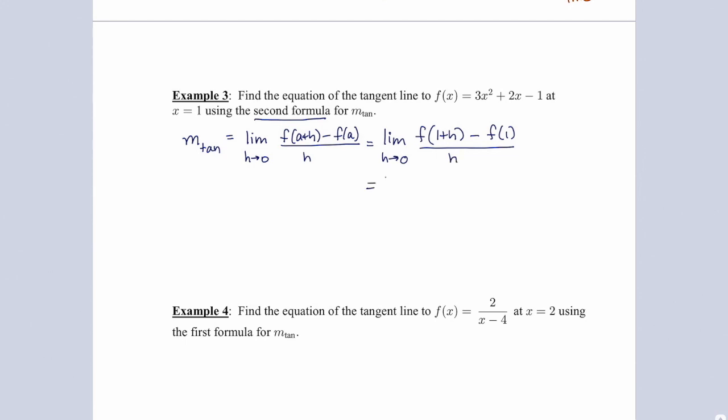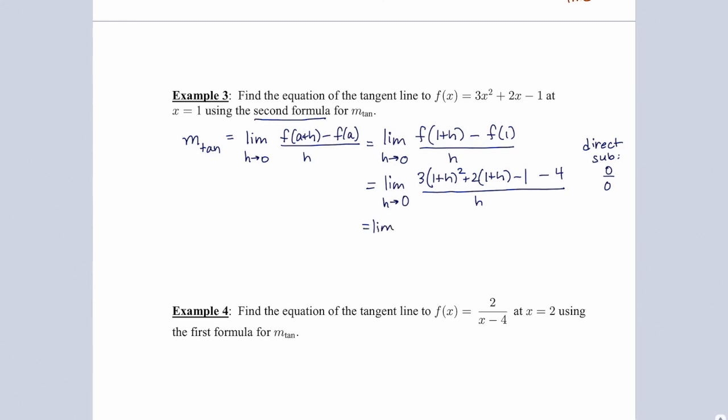And again, we'll rewrite the limit as h goes to 0. f of 1 plus h will look like 3 times 1 plus h squared plus 2 times 1 plus h minus 1. And f of 1 we've already computed, that's 4. So minus 4 and then divided by h. And again, if I try direct substitution, I'm going to get 0 over 0. So we need to do more work in computing this limit.